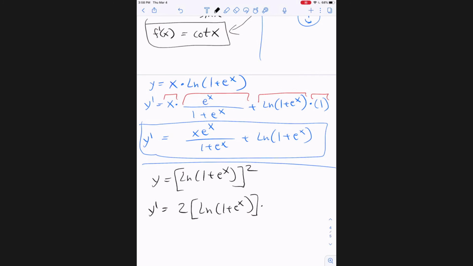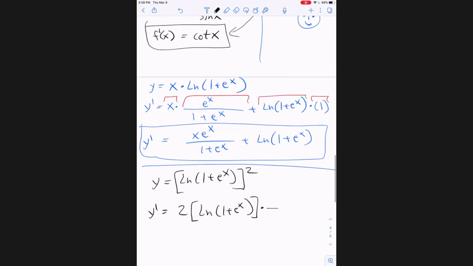Now, how do you take the derivative of what's inside the bracket? Well, it's a natural log function. How do you take the derivative of a natural log? What you're taking the natural log of goes on the bottom. Its derivative goes up top. Does that make sense?